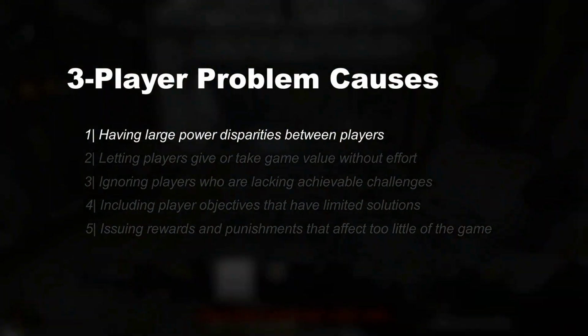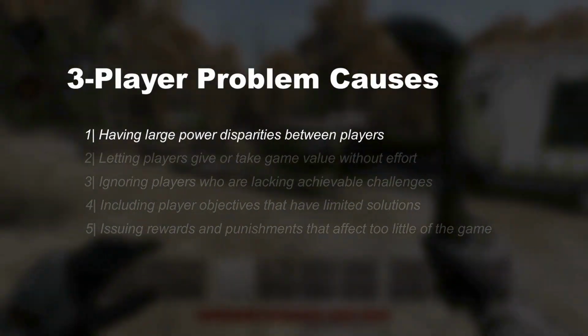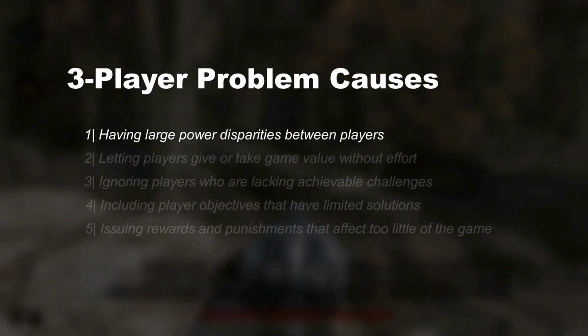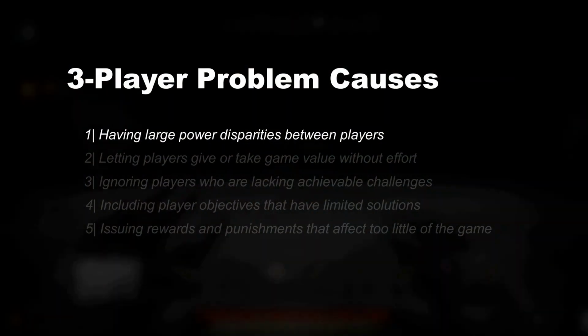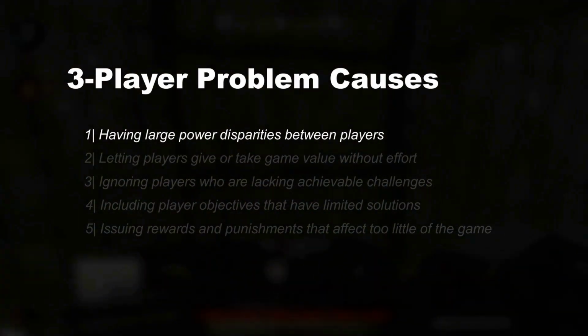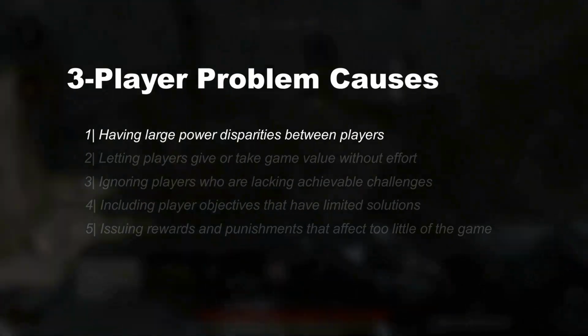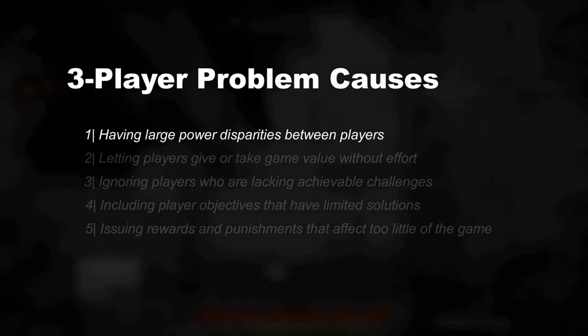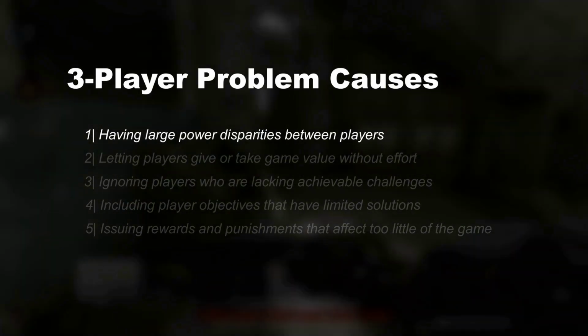Number one, power disparities are pretty straightforward. Games that have power curves or situations where players get stronger over time will always be presented with situations where players can advance at different speeds. The problem is that things start breaking down a lot if your players can end up on opposing ends of the power curve within the same game.